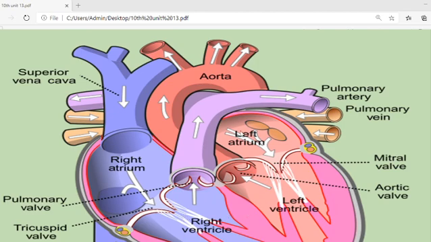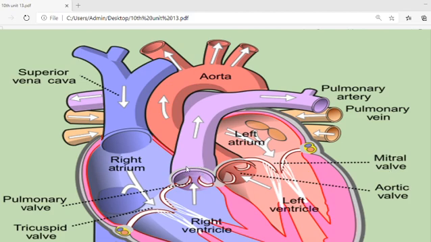The left auricle opens into the left ventricle through the left auriculoventricular aperture. The left auriculoventricular aperture is guarded by the bicuspid valve. Bi means 2, so there are 2 muscular flaps. The bicuspid valve is otherwise called the mitral valve.